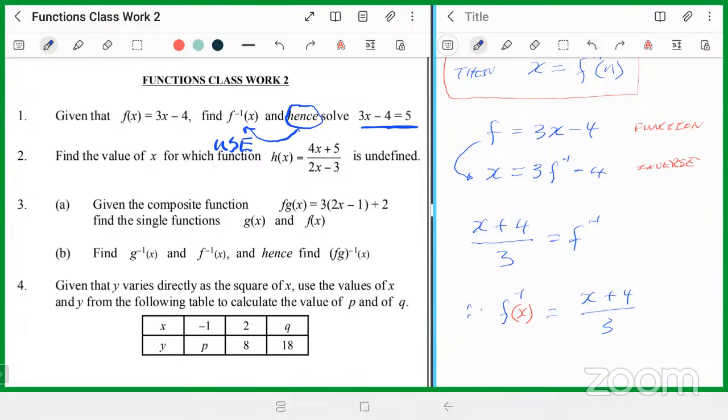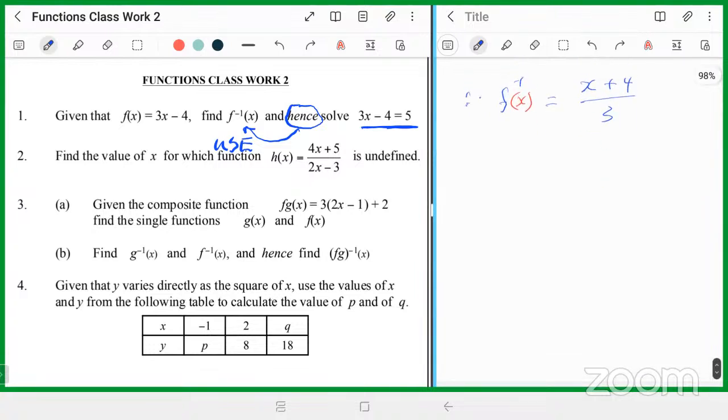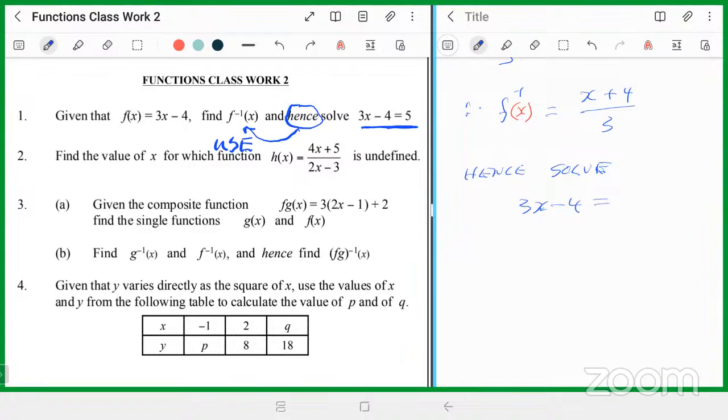And the question now wants us to use this inverse function to solve this equation right here: 3x minus 4 equals 5. So I want to set it up like this. I want to say, hence, we are solving the 3x minus 4 equals 5.